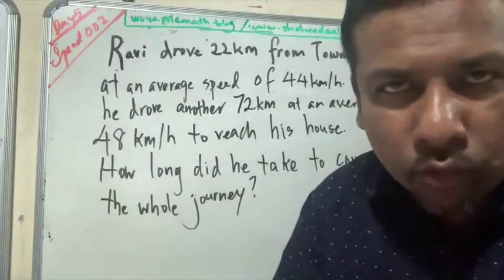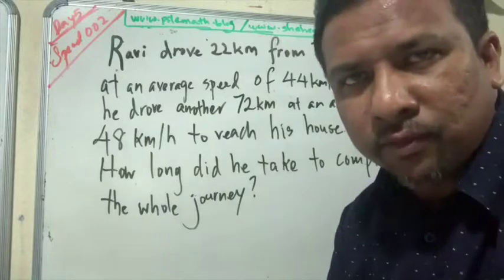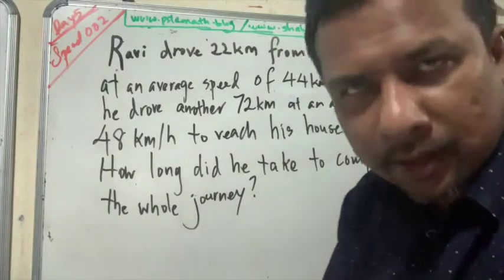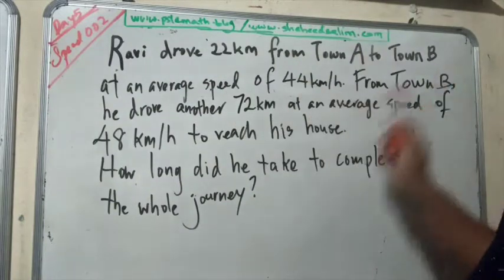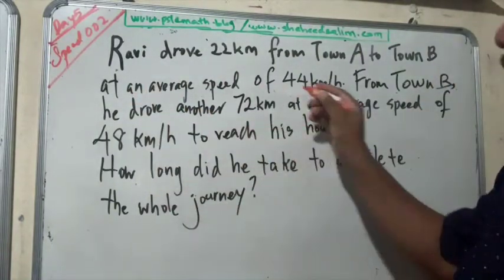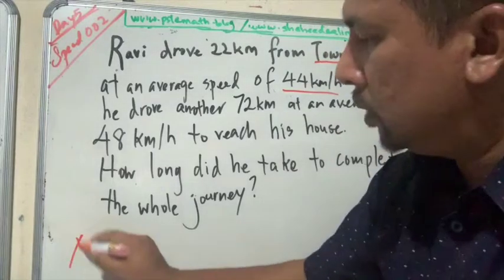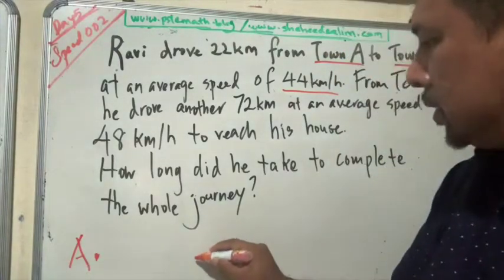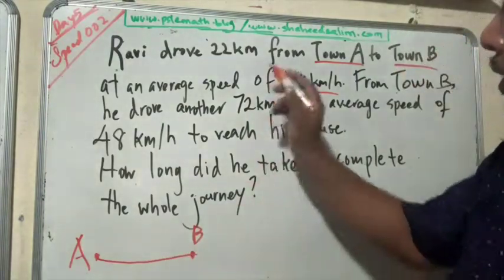We come to question 2 for speed, and so here we go. Let's read the question to understand it first before we attempt it. Ravi drove 22 kilometers from town A to town B at an average speed of 44 kilometers per hour. So let's assume this is town A and this is town B. So he traveled this way.